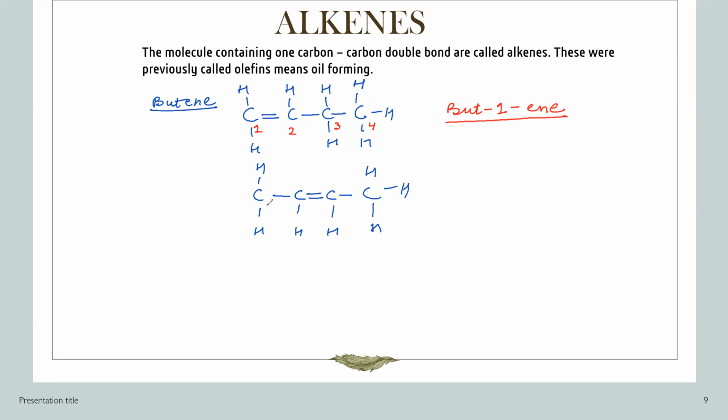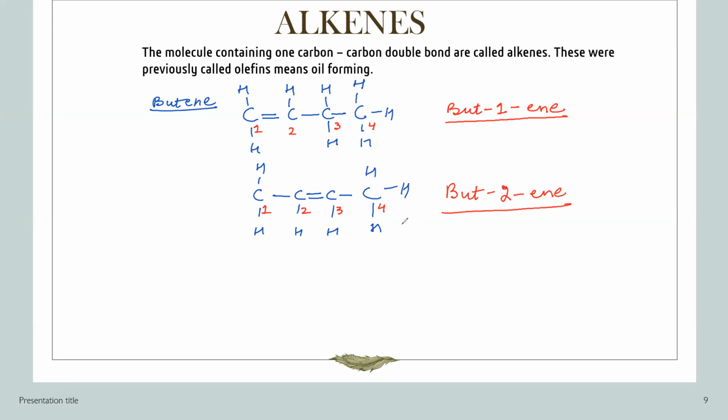So next, I start numbering 1, 2, 3, 4. So the name would be but. The double bond is present on the second carbon, so but-2-ene. The name comes out to be but-2-ene.